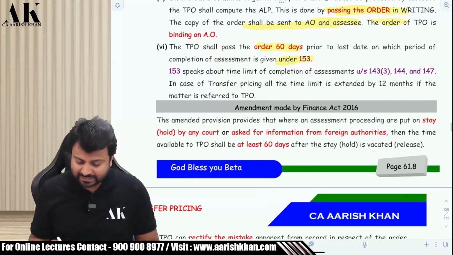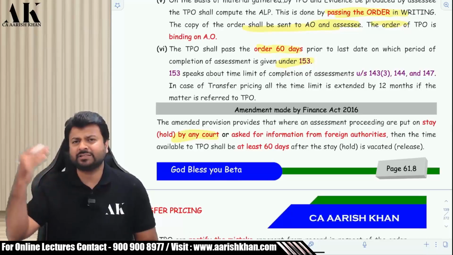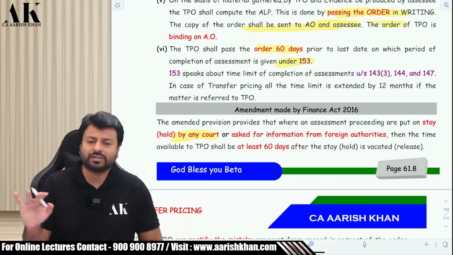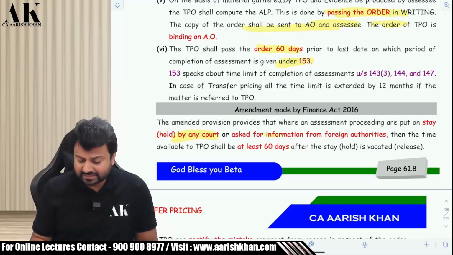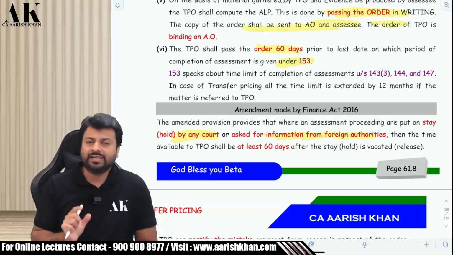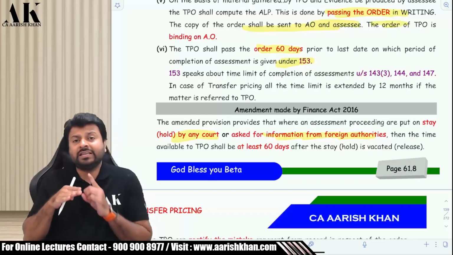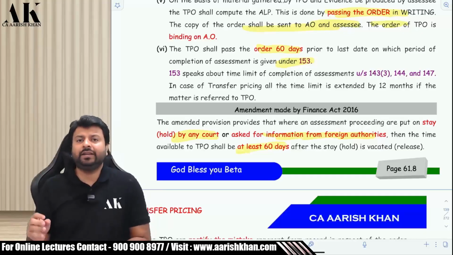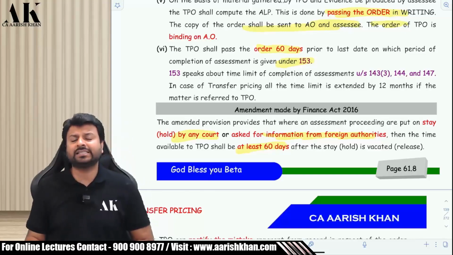Like if there is an assessment which is kept on hold by any court, or because the assessee has put a petition in the court that the assessment is not done on right track, and therefore the court has put your assessment on hold. Or if there is some information which has to come from the foreign authorities, so the assessment might pause for some time. Say it was paused for 50 days. So that 50 days you will get extra, no doubt. But whenever the assessment will be resumed after that, you will at least get 60 days to complete your order. The transfer pricing officer will get at least 60 days after that also to pass his transfer pricing order.